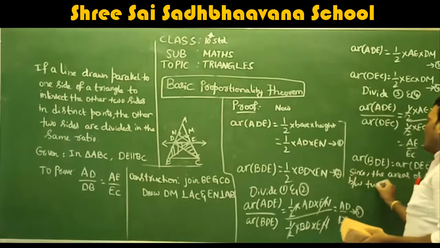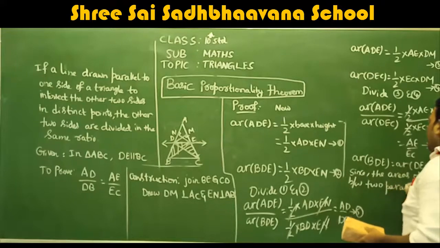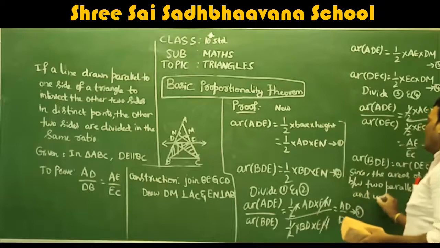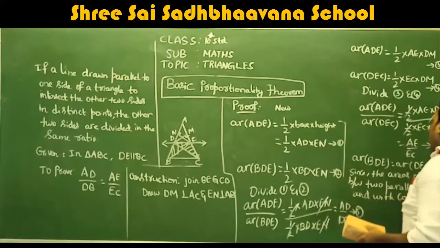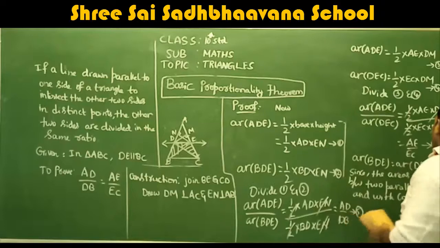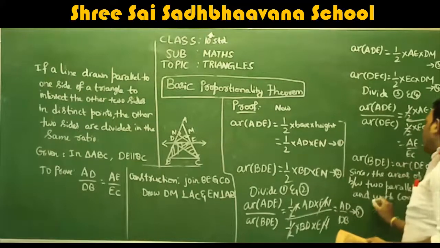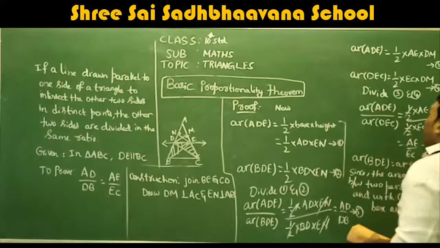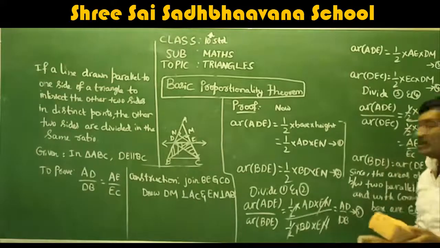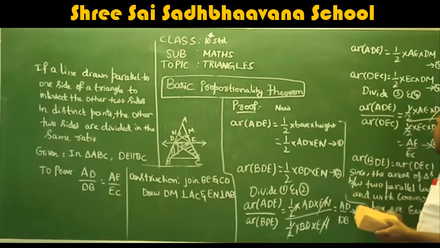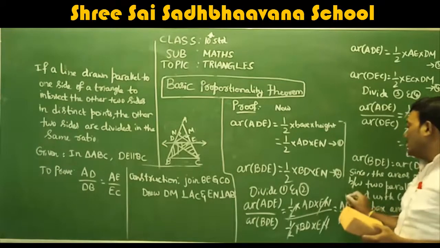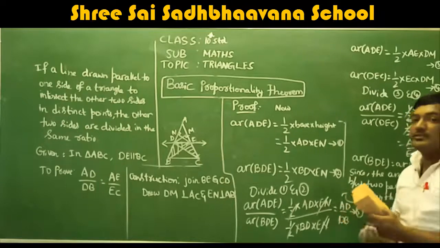between two parallel lines and with common base are equal. Correct? So areas of triangles between two parallel lines and with a common base are equal. So remember this. Okay, we cannot forget this. This is very important.